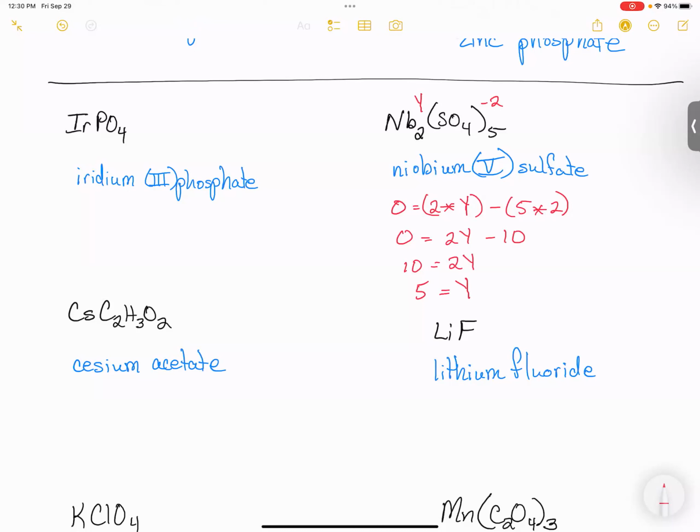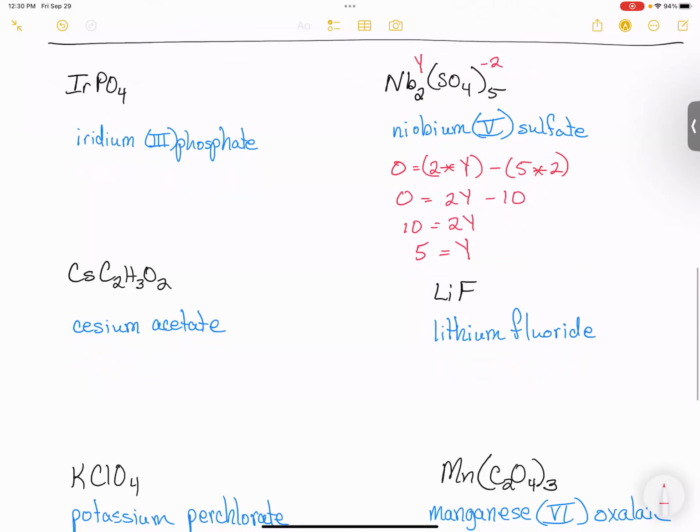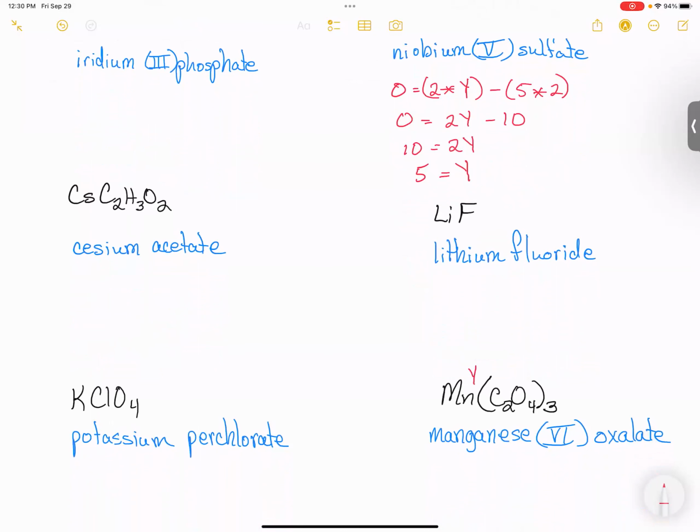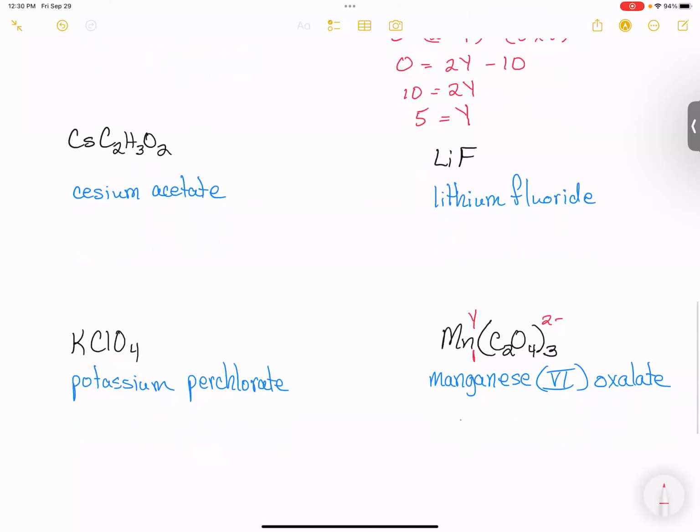Yes. Okay, so manganese is a Y. There's one of them. C2O4 is a 2 minus. So there is 1 times Y minus 3 times 2. So 0 is equal to y minus 6. Y has to equal a plus 6.